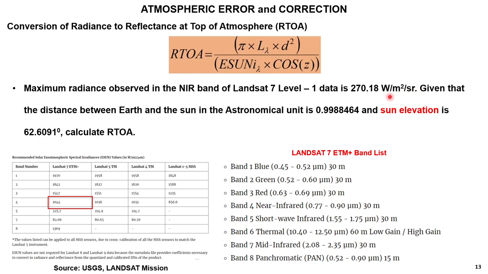The distance between the Earth and the Sun in astronomical units is also given here, and Sun elevation is given. It is not the solar zenith angle, it is Sun elevation. They are both different. And we need to find the reflectance at the top of atmosphere. Okay, everyone understood? Everyone understood from where we are getting this E sun lambda value?